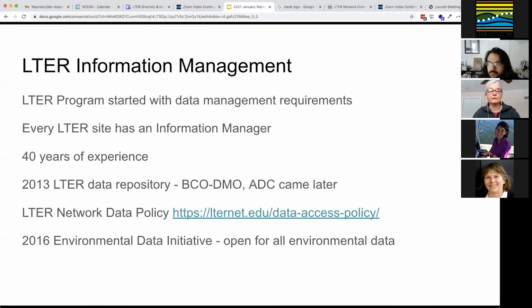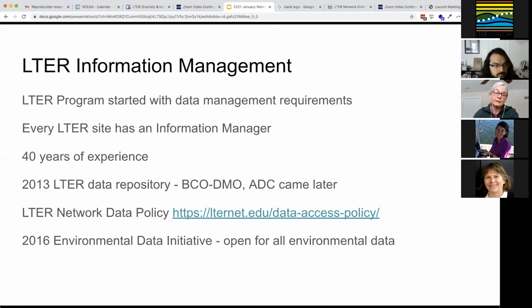Now we have an LTER data repository, which went into production in 2013. And that houses all LTER data. There are a couple other data repositories that came later, the BCO-DMO and the Arctic Data Center, and they are run by specific programs in NSF and generally either replicate or link to the data in the LTER data repository.